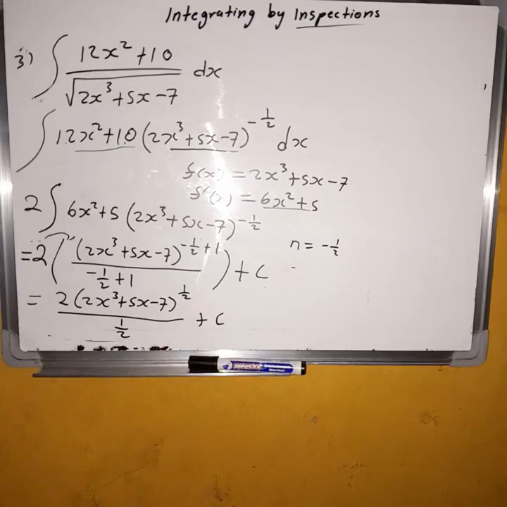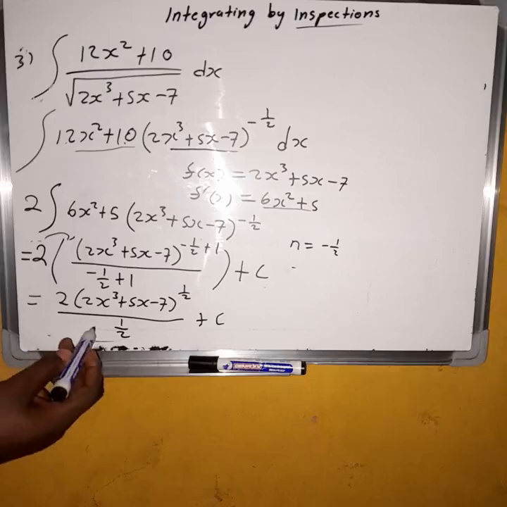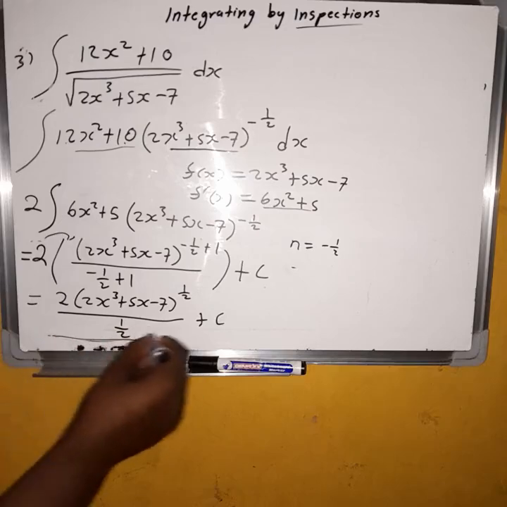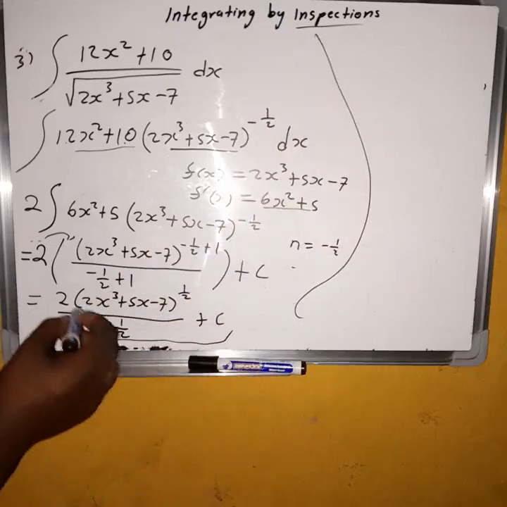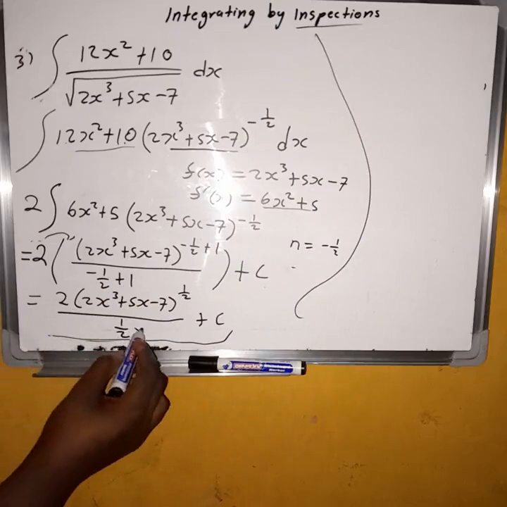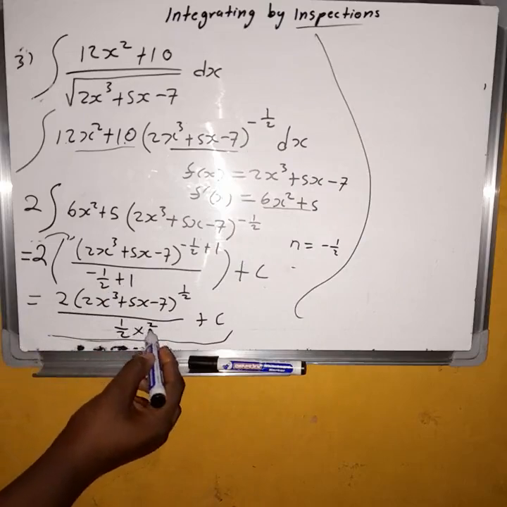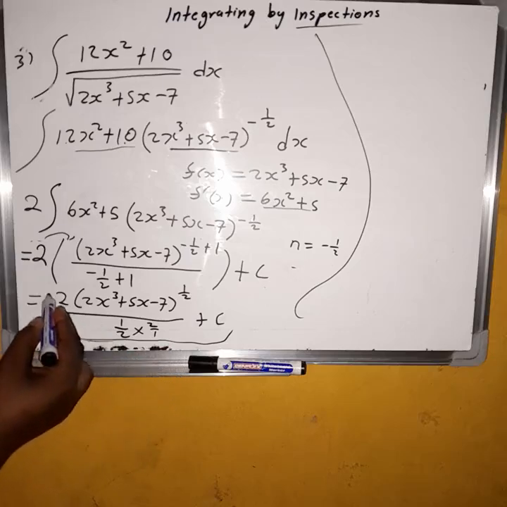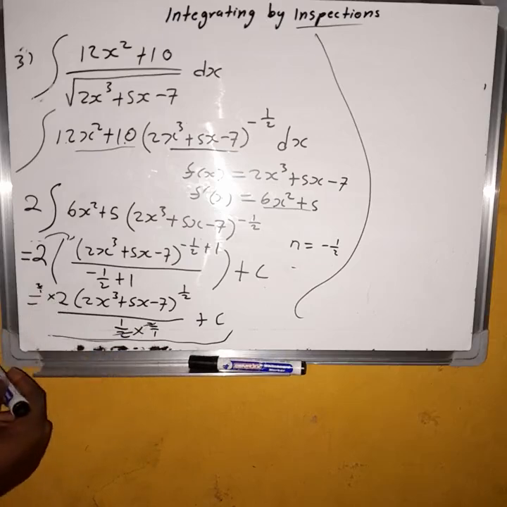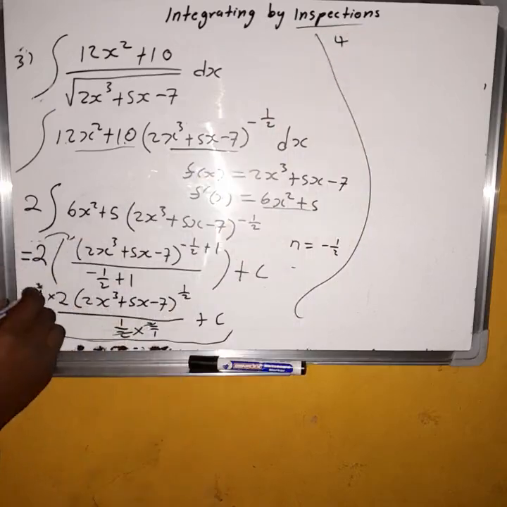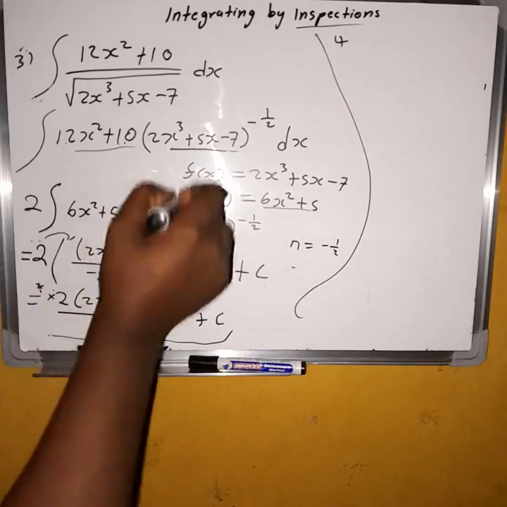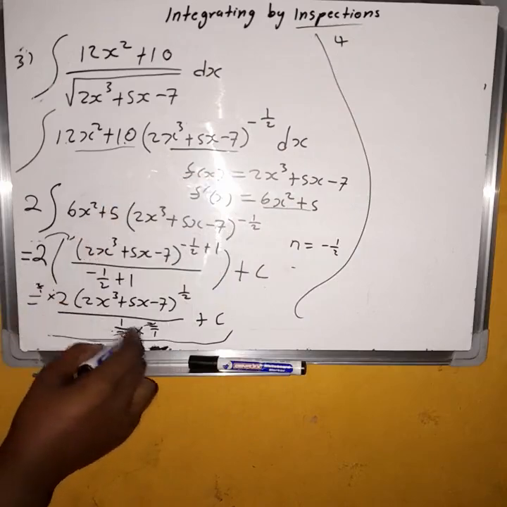If you want to simplify further, let us simplify this further. We multiply here by 2 over 1. Also we'll multiply the top by 2 over 1. This and this will cancel. Then we'll have 4. 2 multiplied by this will be 4, right? Here will cancel, we're left with nothing.